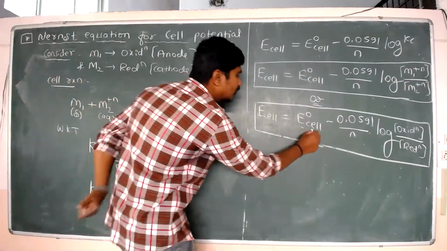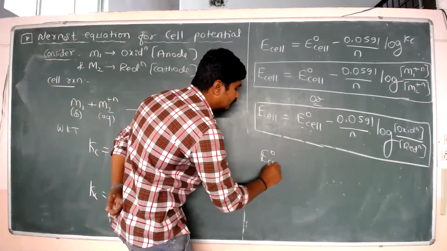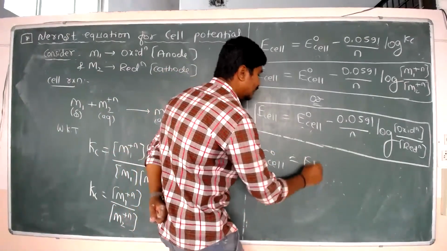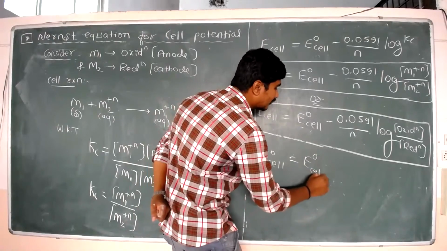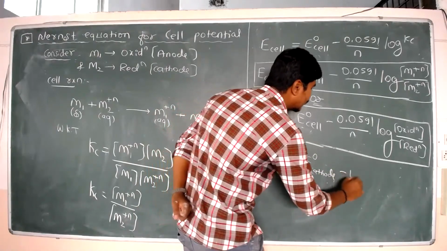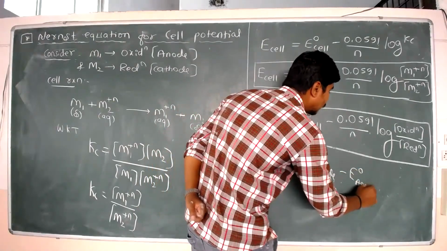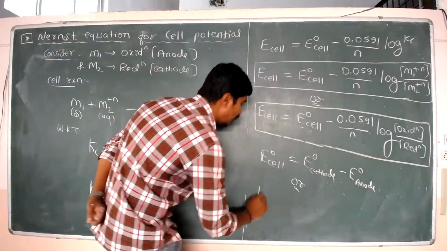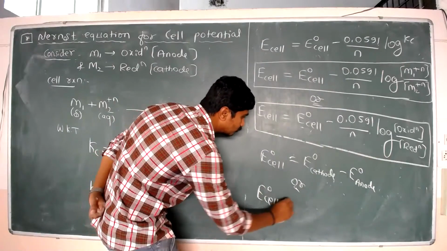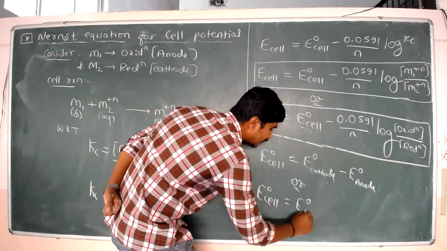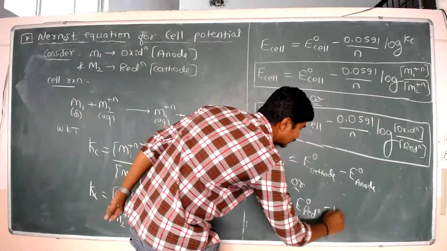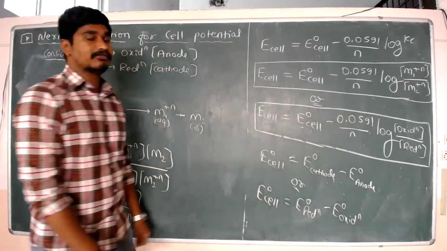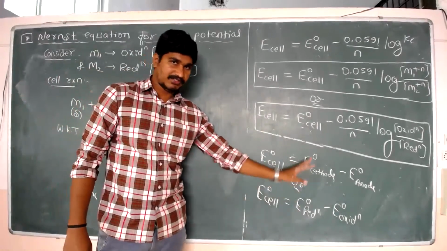Now, here E naught of cell. How to calculate the E naught of cell? We know that formula. E naught of cell is equal to, in the first class I gave, E naught of cathode minus E naught of anode. Or E naught of cell is equal to E naught of, at cathode what happens? Reduction, minus E naught of oxidation. By using this reaction also you can calculate the E naught of cell values.